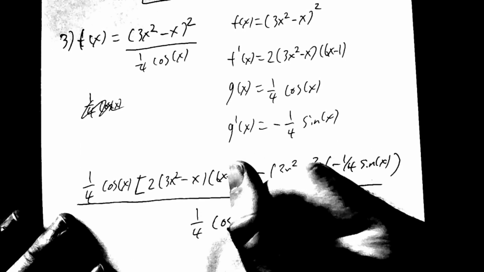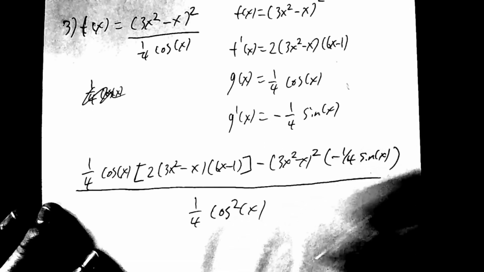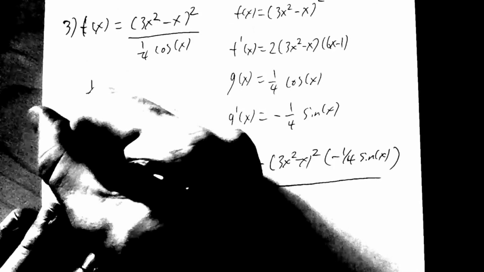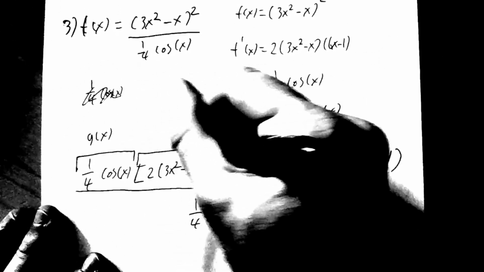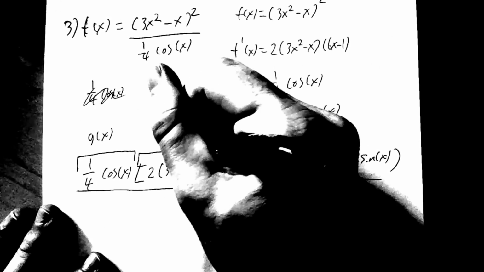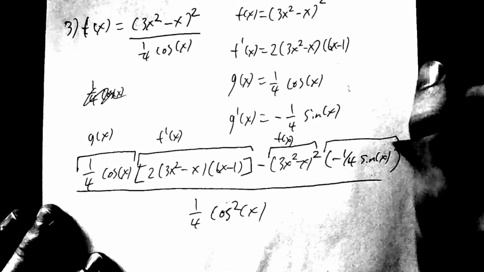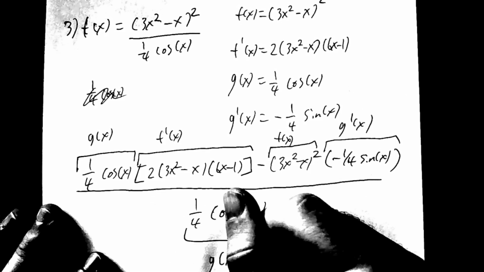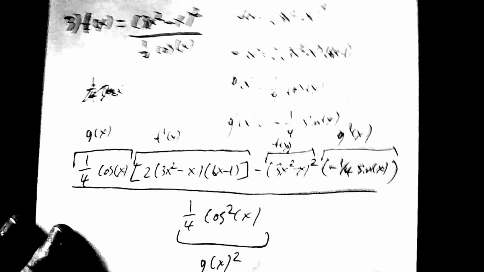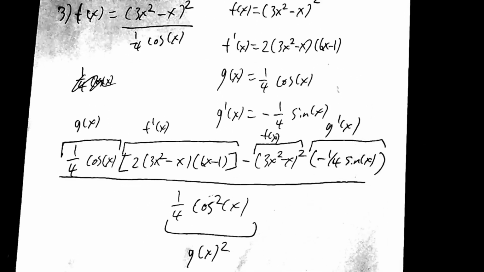1/4 cosine squared x. So just to help label this, I know this seems complicated, but I'm just substituting. That's the g of x right there. This right here is the derivative of f of x. This right here is f of x. This right here is the derivative of g of x. And then this right here is g of x squared. So it's about identifying f of x, g of x, and the derivatives, and then plugging it in. If you can do those 2 things, you're going to be just fine.